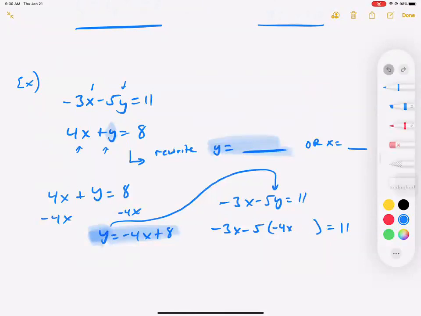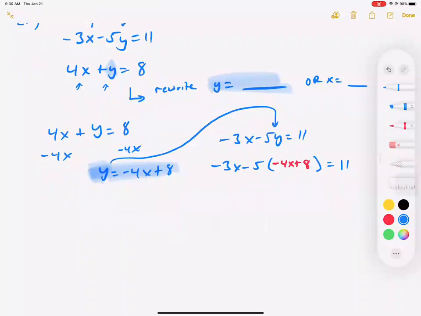Let me change the color here so you guys can see this a little better. Negative 4x plus 8. Y is a big family. So you need to write a parentheses. If you don't write a parentheses, not everyone is going to be multiplied by 5. And that's the one thing you want to realize, is that everyone's being multiplied by this negative 5 actually.